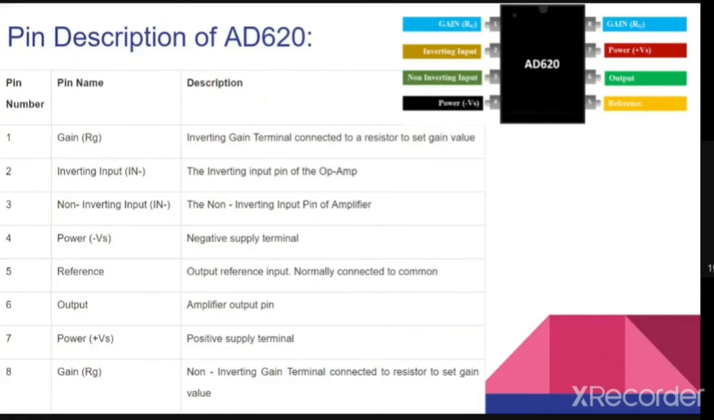Pin number 4, power minus Vs, negative supply terminal. Pin number 5, reference, output reference input normally connected to common. Pin number 6, output, amplifier output pin. Pin number 7, power plus Vs, positive supply terminal. Pin number 8, gain RG, non-inverting gain terminal connected to a resistor to set gain value.